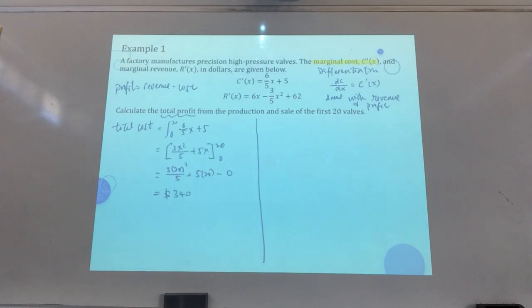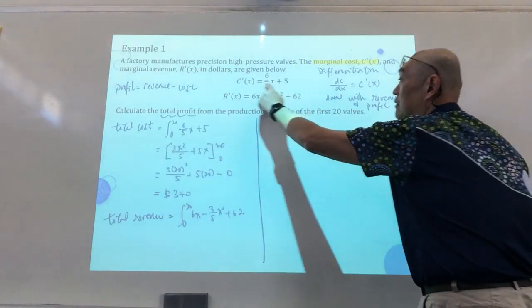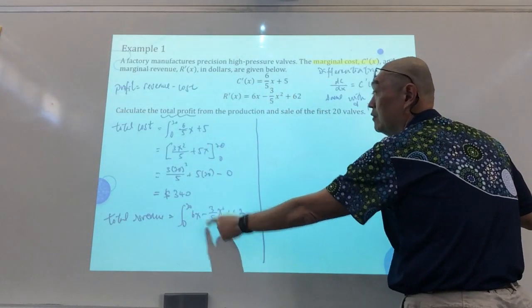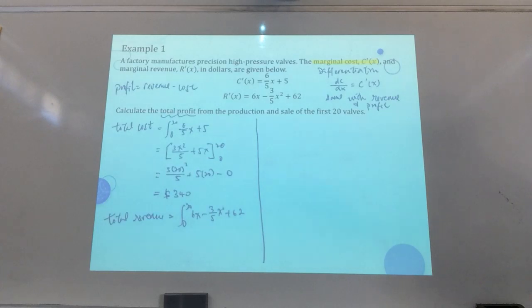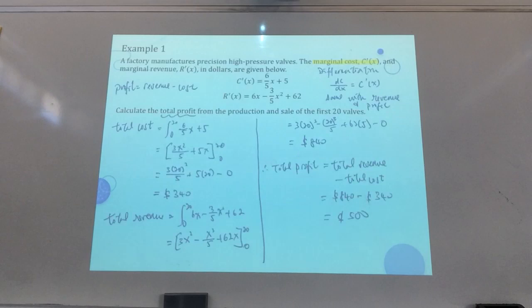Right? And then I work out the total revenue. Again, I integrate the marginal revenue from 0 to 20. Once you've done that, you can work out the total revenue is 840. And then you can work out the total profit is total revenue take away total cost, which is $500.